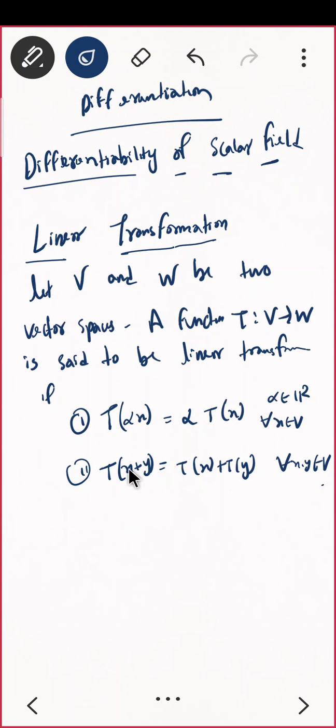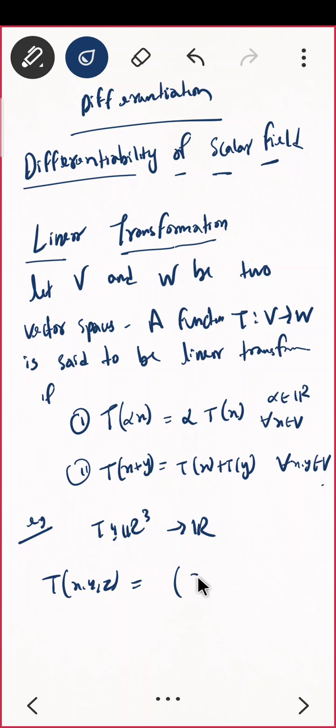Can you quickly give me one example of linear transformation in scalar field? If I am talking about that, in scalar field that means your W will be R. Can you give me an example? Yes. T from R3 to R, you may take T of x, y, z equal to 3x plus 4y plus 5z. Is this a linear transformation?